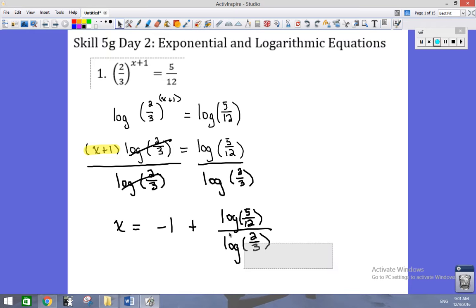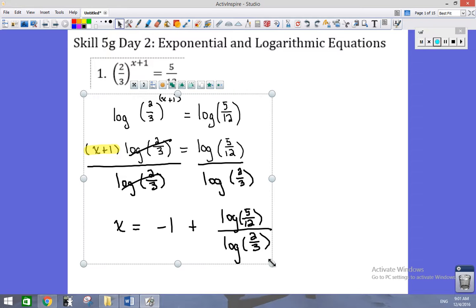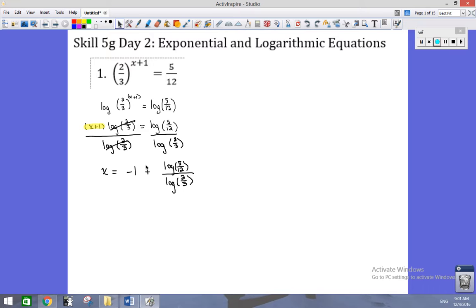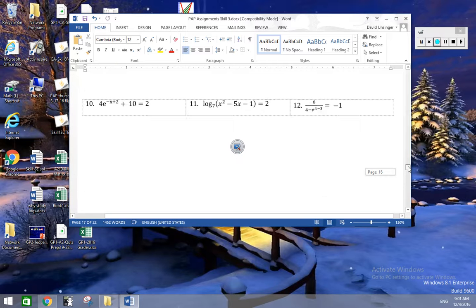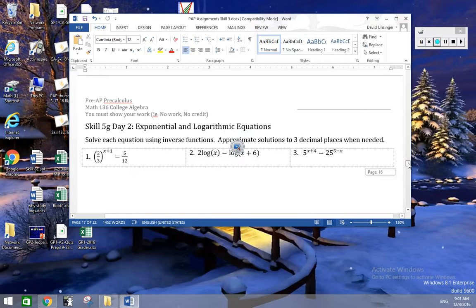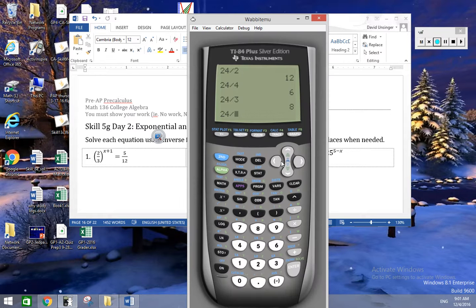Many times they'll ask us just for the exact answer, or they may say to approximate this to some number of decimal points. I don't know if the directions, I didn't copy. I can't remember if it says that. On one of them it did. Yeah, to 3 decimals.